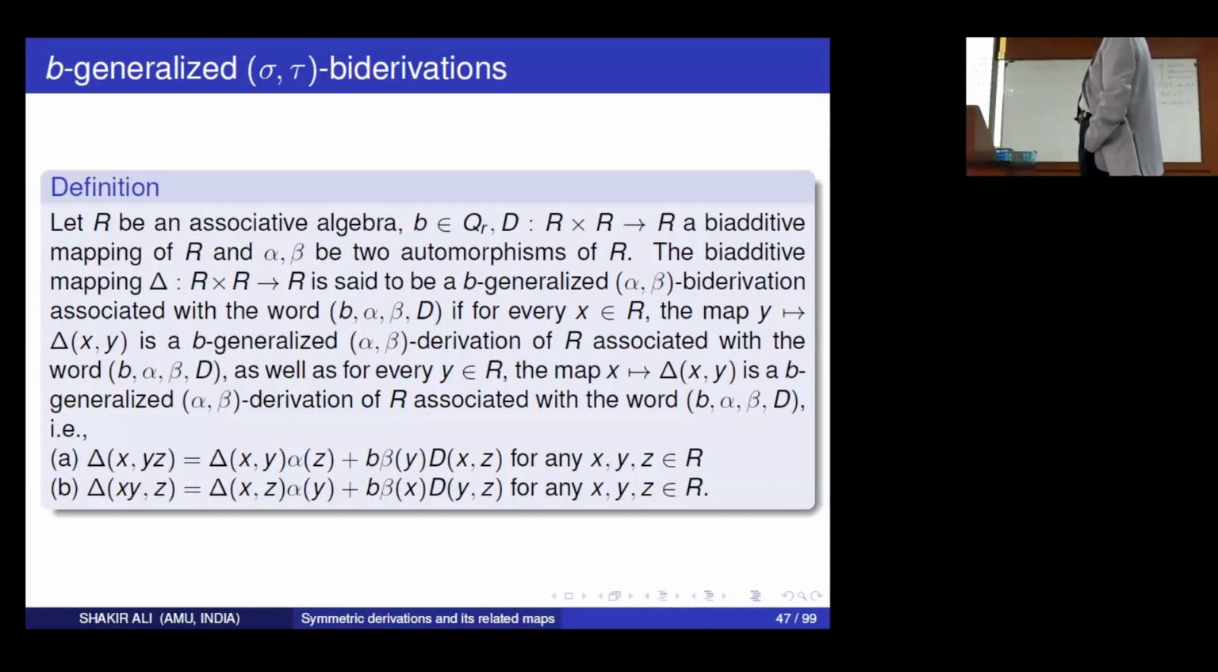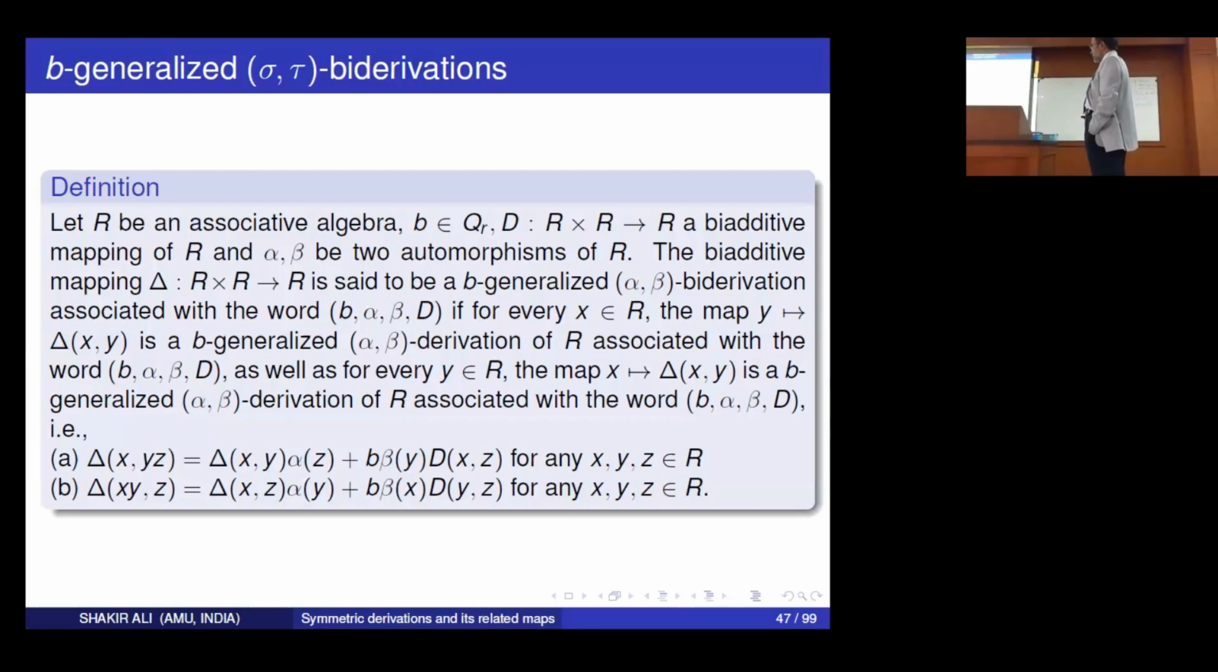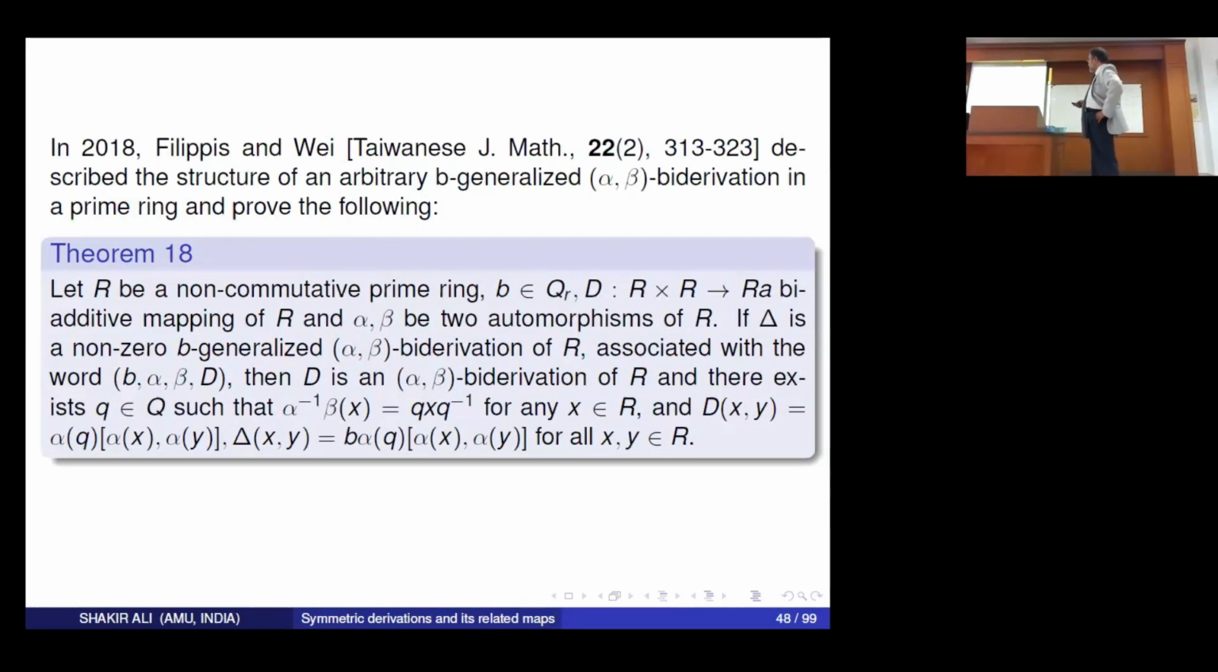So satisfying this combination, look at here, if A(x, y, z) is equal to this form. And because we are dealing with symmetricity, you also have the derivation in the first argument, meaning generalized alpha derivation in the first argument, and generalized alpha derivation in the second argument as well. And then we classify these maps and describe the structure of these maps with the help of this result. But this is by Philippis and Bejo in the year 2022.